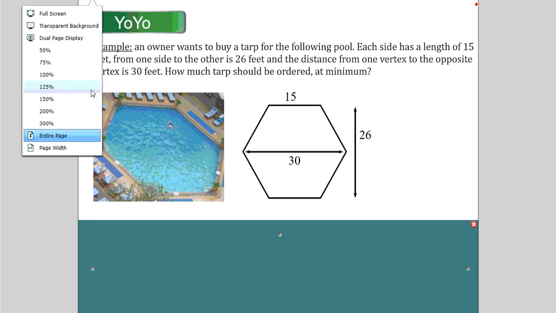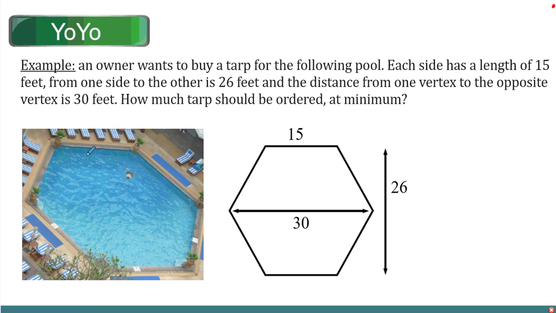Going to ask you to try one. Here's a picture of kind of a unique pool. An owner wants to buy a tarp for the pool. Each side has a length of 15 feet. From one side to the other side is 26 feet. So from one flat side to the other flat side is 26. And the distance from one vertex to the opposite vertex is 30 feet.